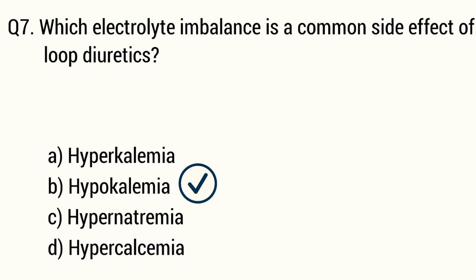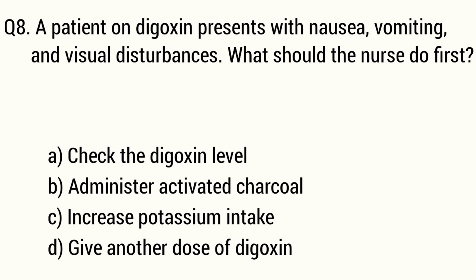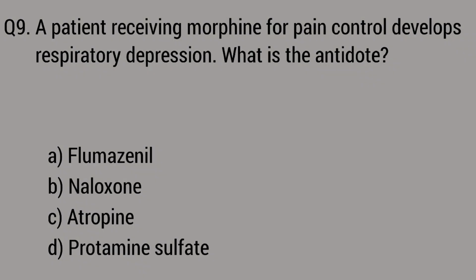Question number 8. A patient on digoxin presents with nausea, vomiting, and visual disturbance. What should the nurse do first? The right answer is option A. Check the digoxin level.